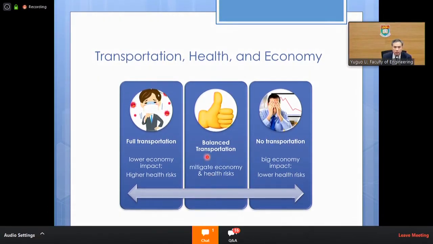So I think everyone is thinking about the question of how we can have a balance between transportation, economy and health risk, whether these two risks can be mitigated and at the same time you can maintain a certain level of transportation.